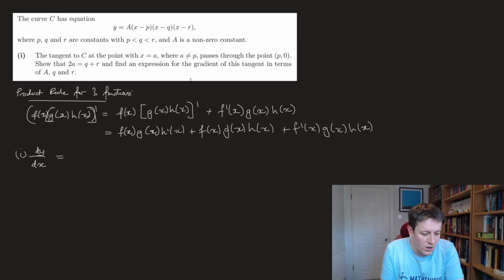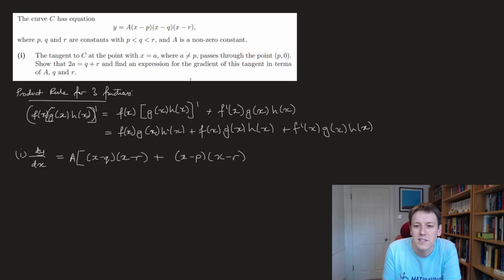If I have got y here, then dy by dx by this result. This does make it nice and easy to write down. Now I'm going to do a multiplied by, now actually if the 3 functions here f, g and h, all their derivatives are 1, so this is kind of nice. So if we differentiate the first one and leave the other 2 alone, we just get x minus q times x minus r. Differentiate the second and leave the other 2 alone, we get x minus p times x minus r. And then same with the third one, so we get x minus p times x minus q.